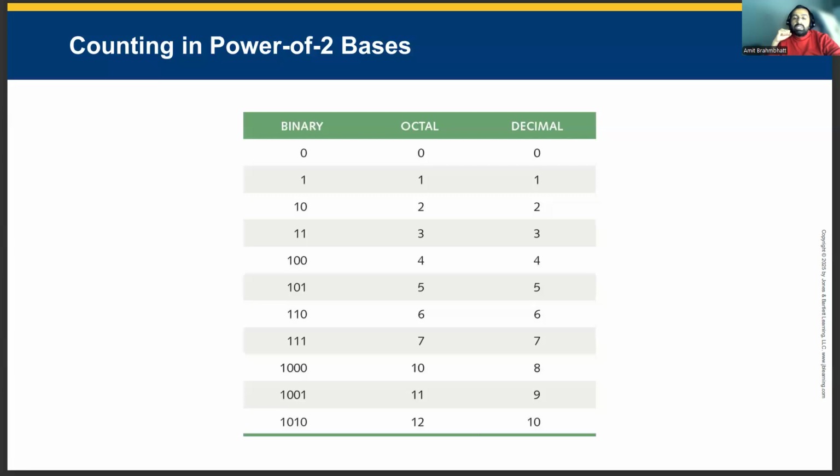The bases have a special relationship that makes counting and conversion straightforward. Binary counts in powers of 2, octal in powers of 8, and hexadecimal in powers of 16. Understanding these patterns helps us explain why octal and hexadecimal are useful shorthand representations of binary values. This slide visually reinforces how numbers progress in different bases and why certain bases align particularly well with computer hardware.